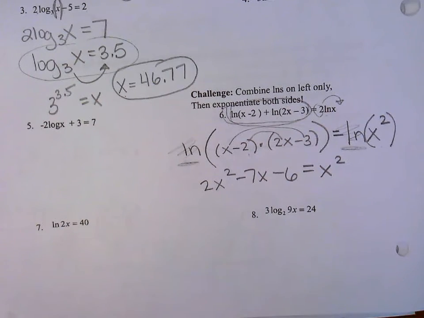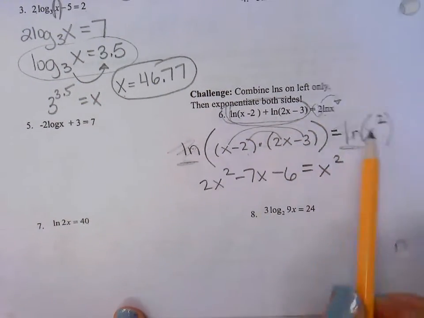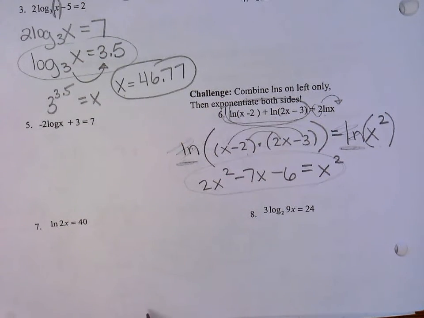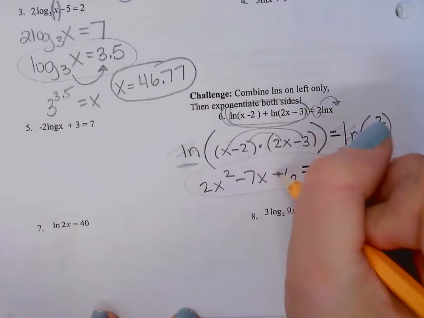This is a good one. You had to use a property, but now you're at solving a quadratic, which we also did this unit. How do I solve a quadratic? What do I need on the right-hand side to get a quadratic? Thank you, yes, plus 6.